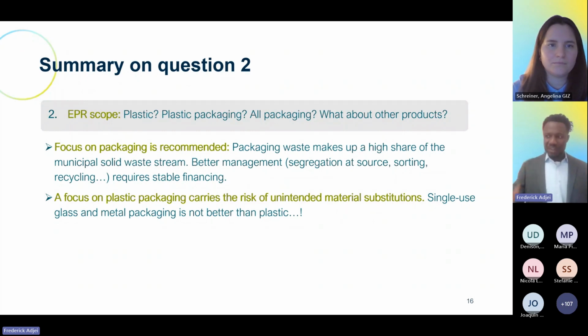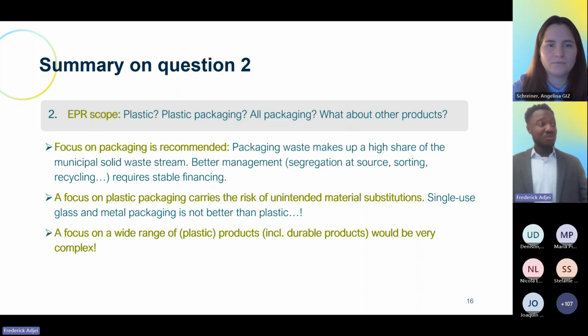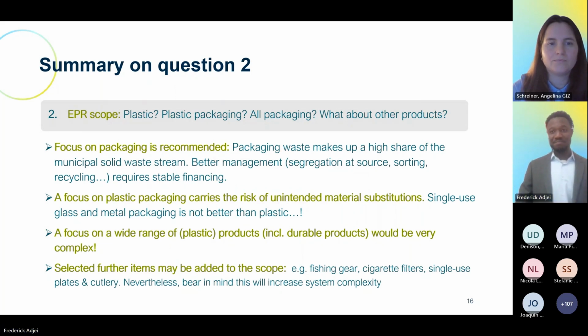A more relaxed approach, a more holistic approach, and some in-depth thinking would point out that indeed you need to look at a few factors before making such quick reactions that in the long run may give you these unintended material substitutions. Finally, it's important to know that it's not lost. You can still add products if you wish, but once you keep adding these products, you are increasing the complexity in your EPR system.